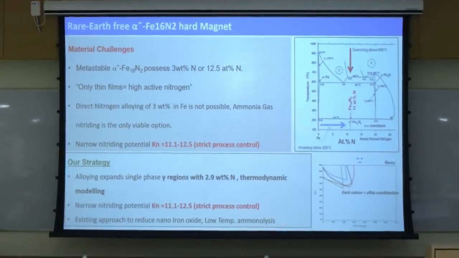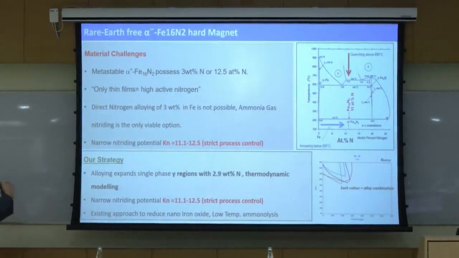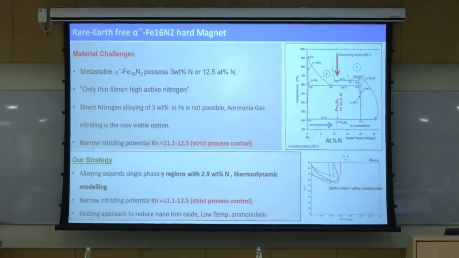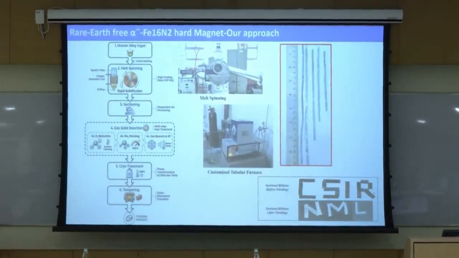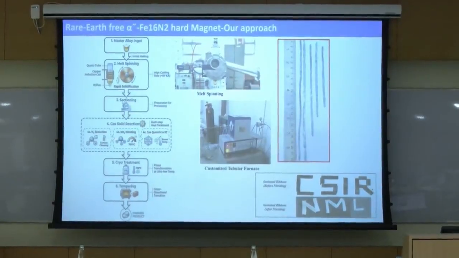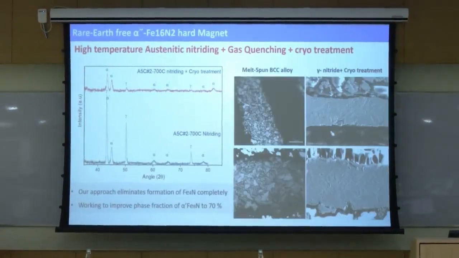So our strategy is that instead of going for iron directly, go for an iron alloy, and the choice of alloying element should be an austenite stabilizer. And this is our process schedule that we have done, and we will be going for an austenitic nitriding, a single furnace where we will do hydrogen reduction, nitriding and gas quenching in a single furnace, then cryo treatment, tempering, and just showing some of the results.